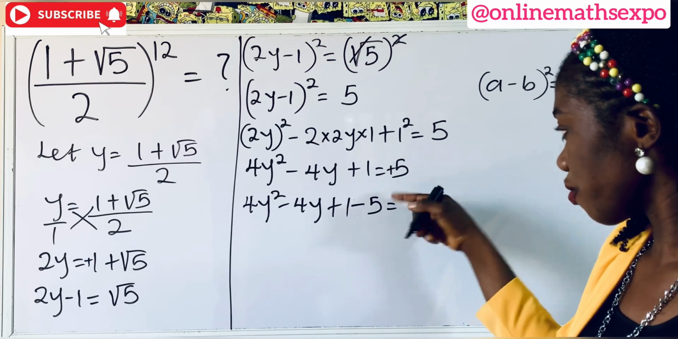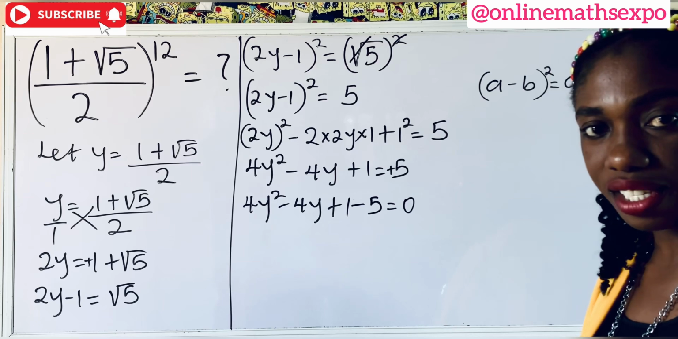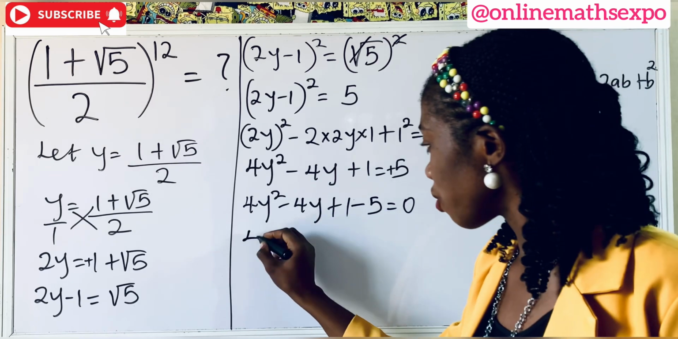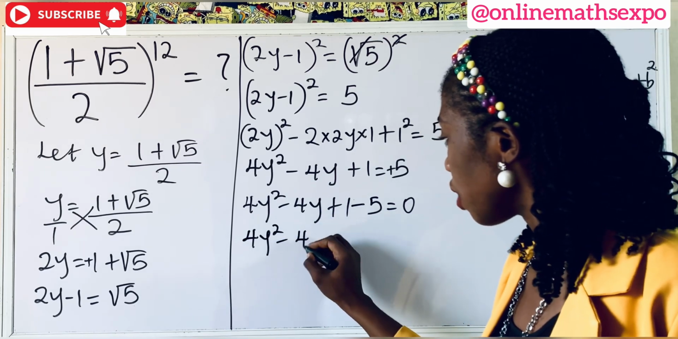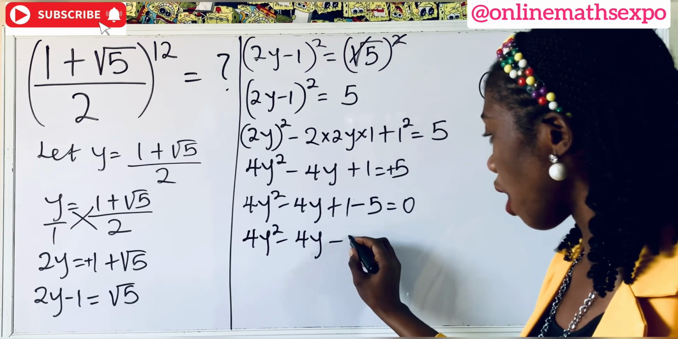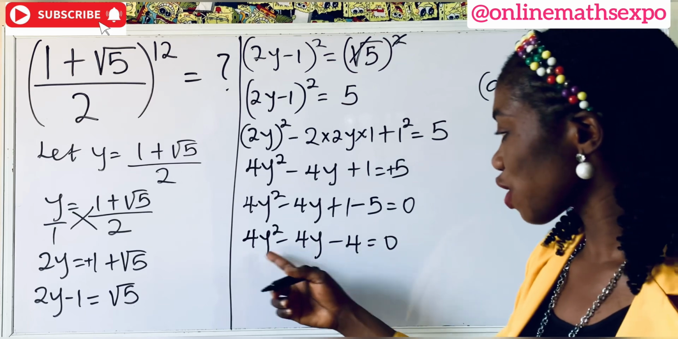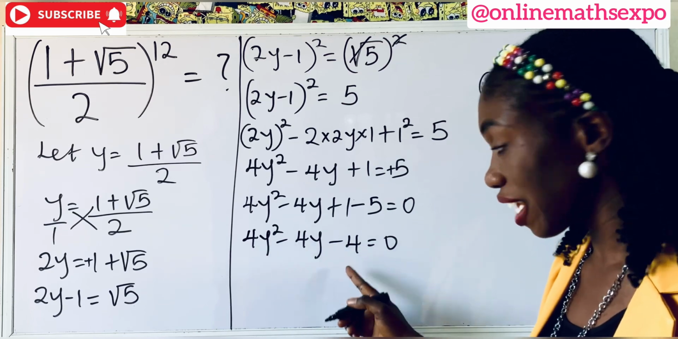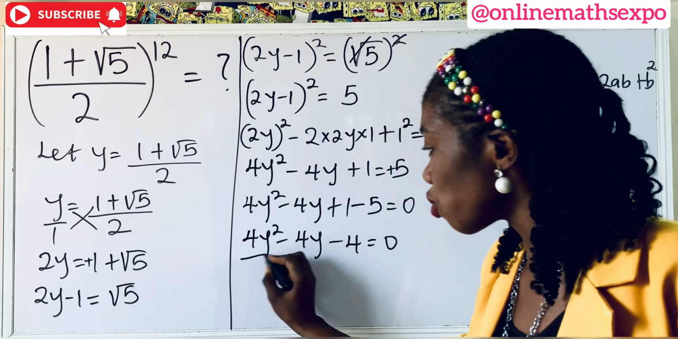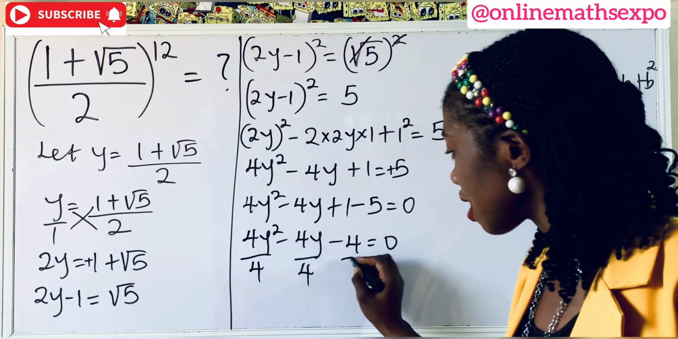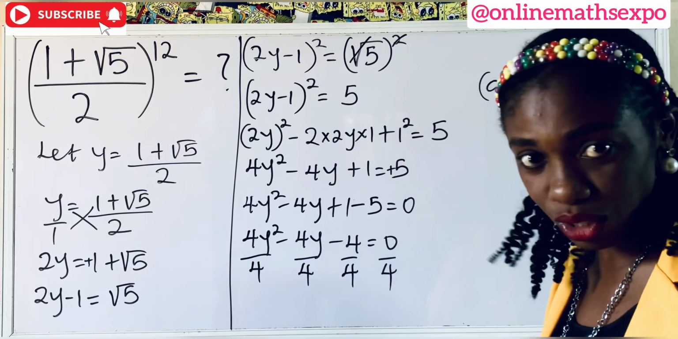If you subtract 5 here, it becomes 0. Did you see that? So in that case, you are having 4y squared minus 4y. Subtract this, you have negative 4 is equal to 0. So you will notice that something is common in these 3 terms, and that is 4. So you are free to reduce again. Remember, our target is to reduce this without calculator.